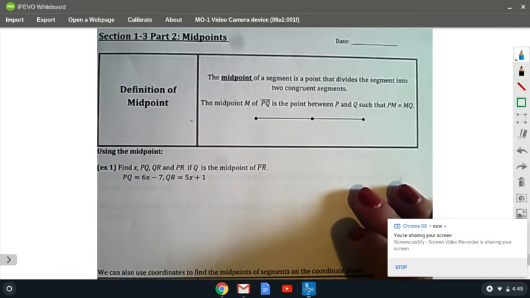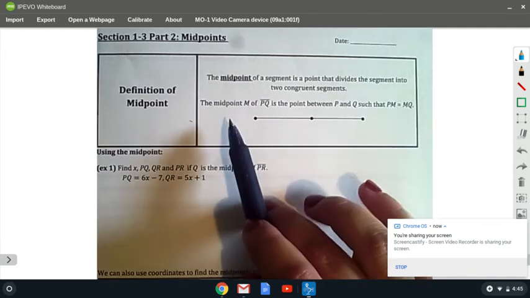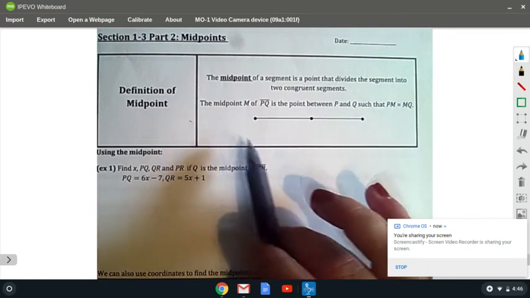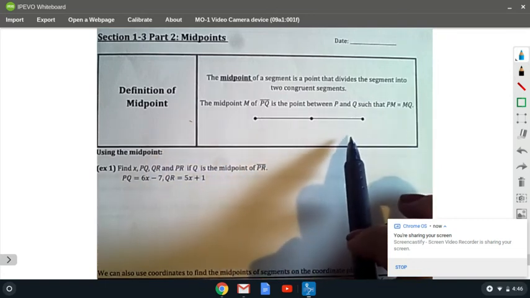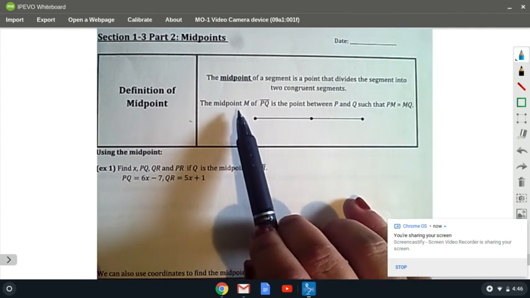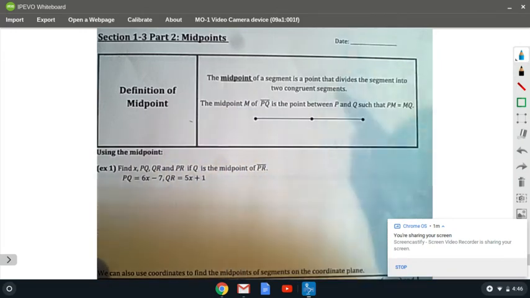So the midpoint of a segment is a point that divides the segment into two congruent segments. A lot of times on paper, in order to do problems, you're going to have to draw this out. So you just draw a line with 3 points on it, and then they're going to say something to you like this, and you have to be able to put the points in the right place. The midpoint M, that means the point in the middle should be called M.